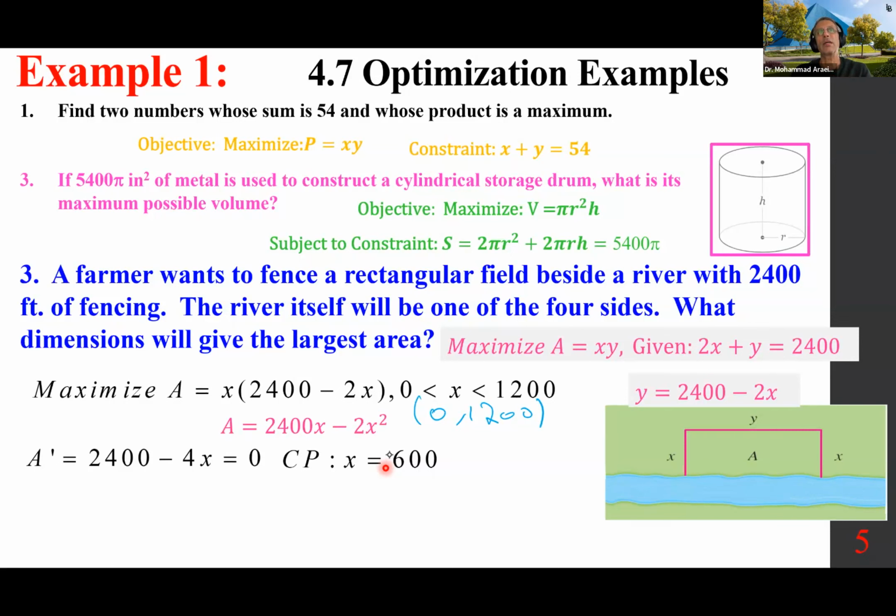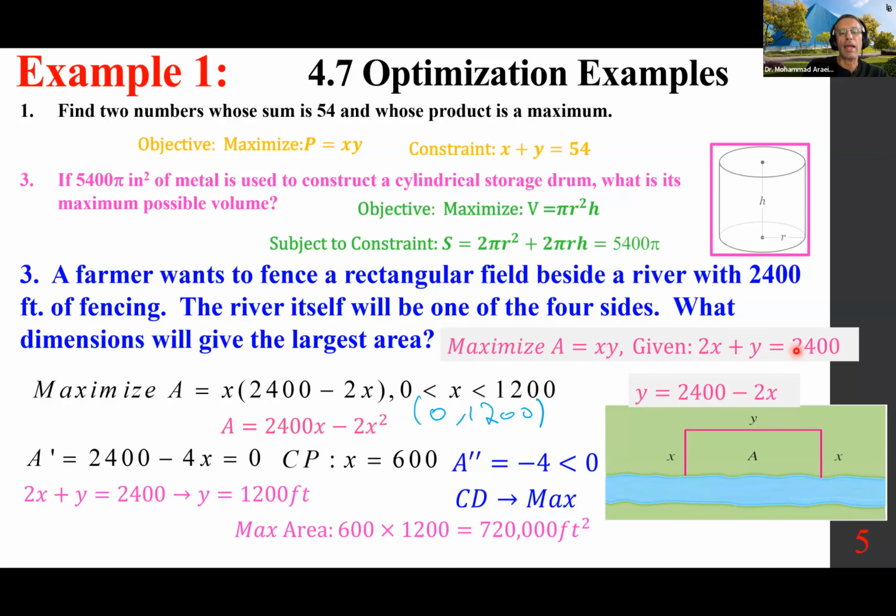You have to do the test. It's easier to do the second derivative test. The first derivative is this, the second derivative is -4. Negative means concave down, which means a maximum occurs at that point. So the maximum occurs when x is 600. So if you plug it into this or this one, it gives you y, which is 1200 feet. So the dimensions are 600 by 1200. And therefore, the maximum area is equal to the product of the two. That's how you handle a case like this.